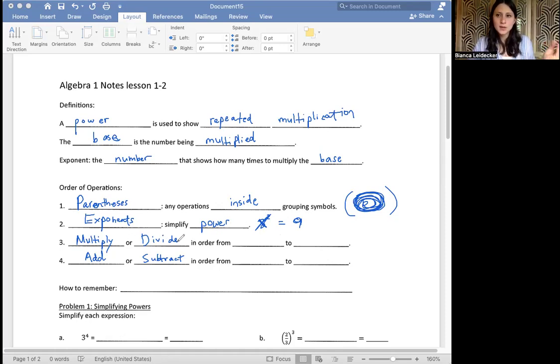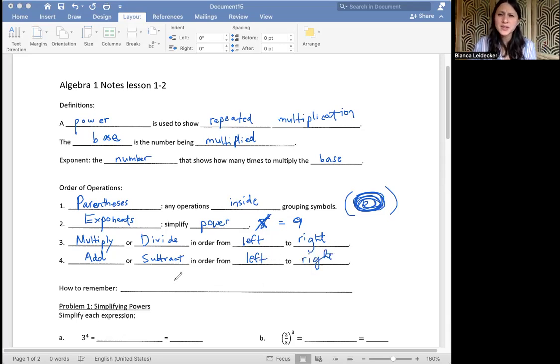Multiplying or dividing come in the same order, but you just look at it from left to right. So if multiplication is to the left, do that first. If the division is to the left, do that first. You're just working from left to right. Same thing as add and subtract, adding and subtracting left to right. That's the order that you're going to go in.